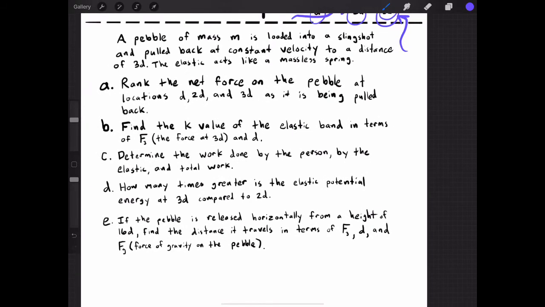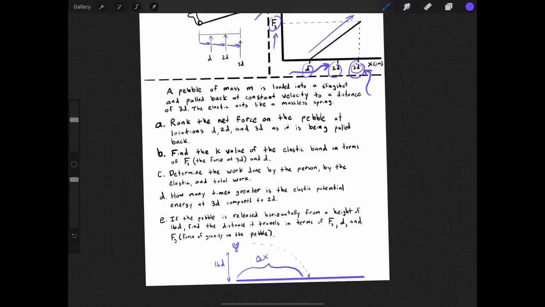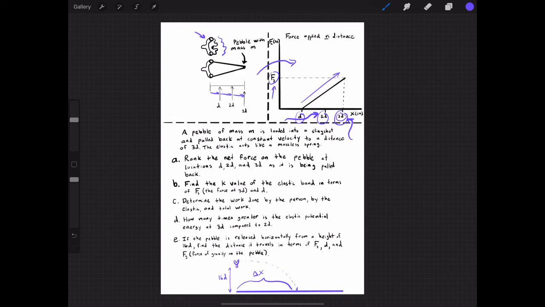And then part E asks, if the pebble is released horizontally from a height of 16d, find the distance it travels in terms of F3, d, and Fg, which is the force of gravity on the pebble. So this problem might look a little like this. We have our slingshot at a height of 16d, and here's the ground, and it launches and lands at some distance that we're trying to find, and we'll call it delta x.